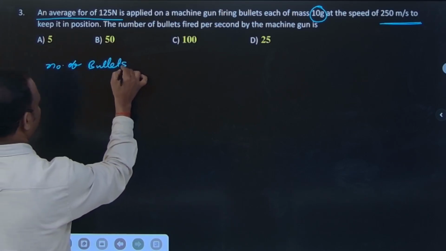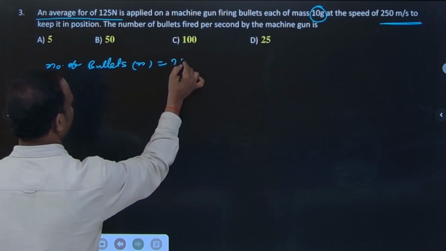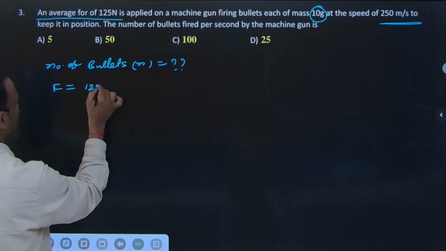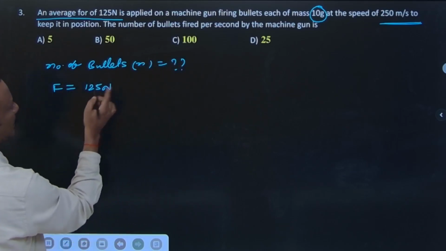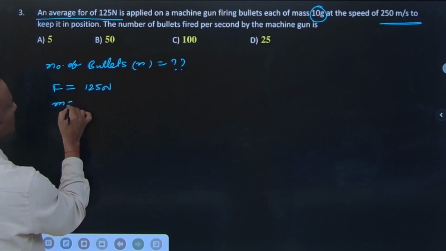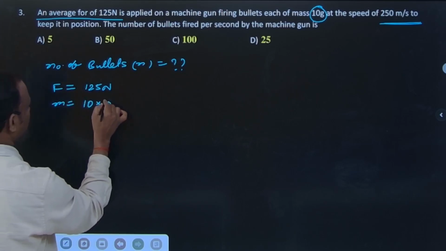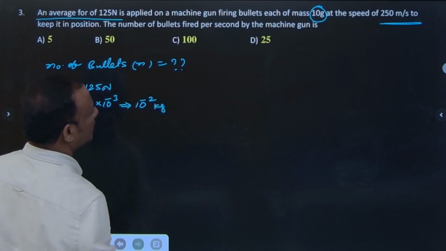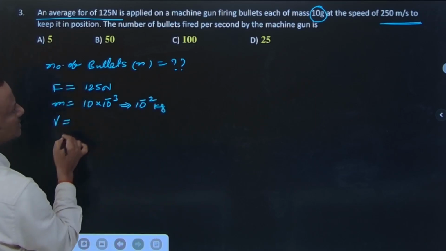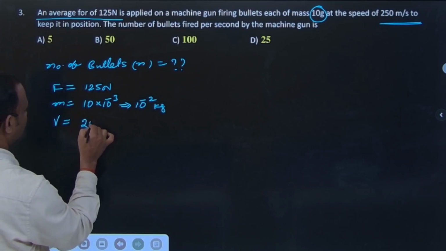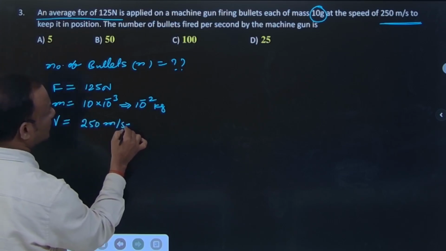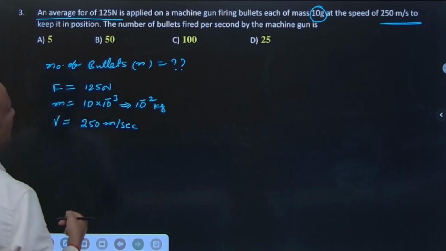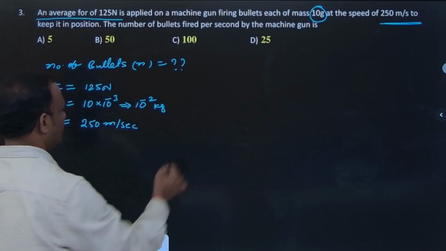So the number of bullets N is what we need to find. What is given? The average force F is 125 Newton. The mass of each bullet is 10 gram, 10 into 10 power minus 3, which is 10 to the power of minus 2 kg. The velocity of the bullet is 250 meter per second. The number of bullets per second fired by the machine gun is what?